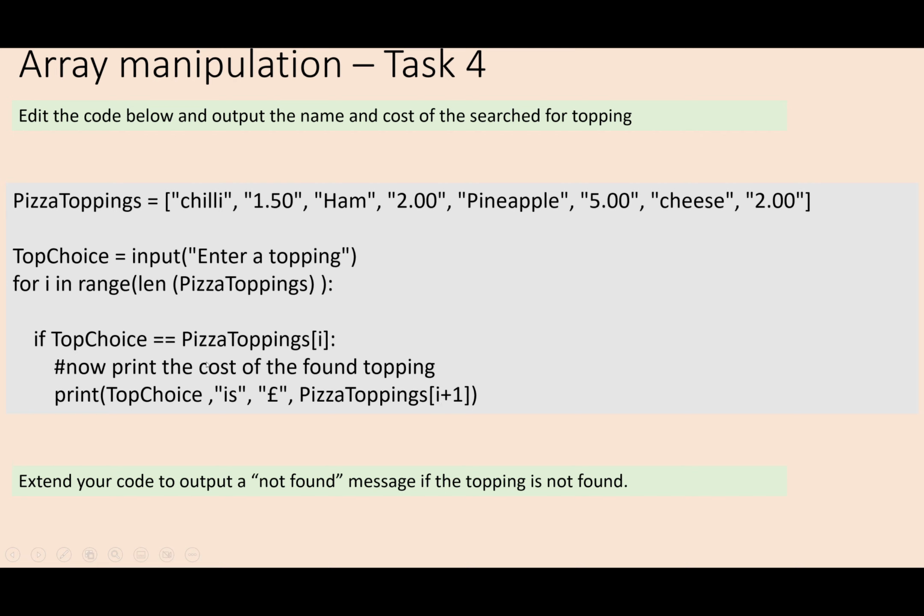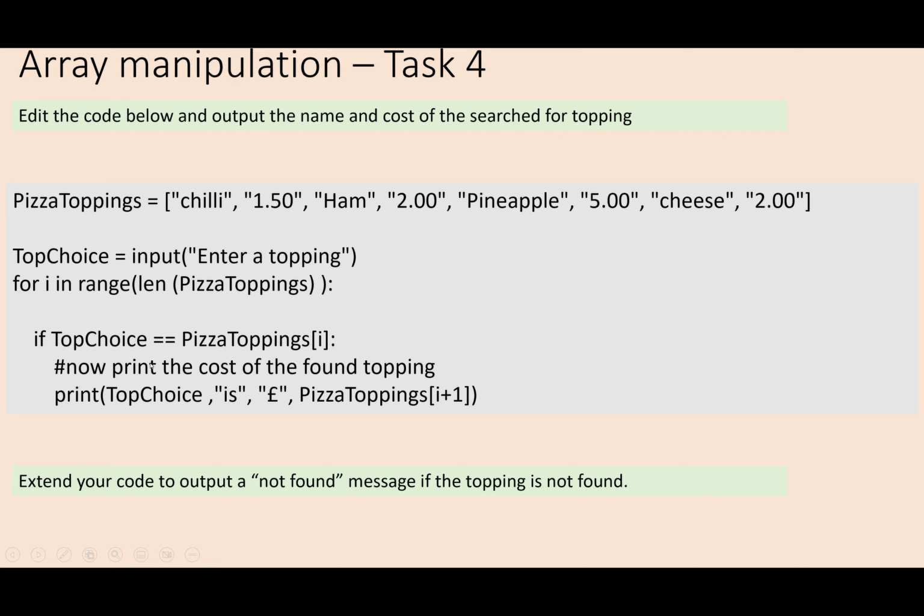So for example, enter a topping, let's say we type in cheese, we then loop over the length of the array. If top choice equals pizza toppings i, so is it 0? No, that's a false, so we go around again. Is it 1? No, that's a false, so we go around again. Is it 2? That's a false. We go around again. Is it 3? Element 3? No, that's a false. Is it 4? No, that's a false. So we're looking for cheese. Is it at 5? No, that's a false.